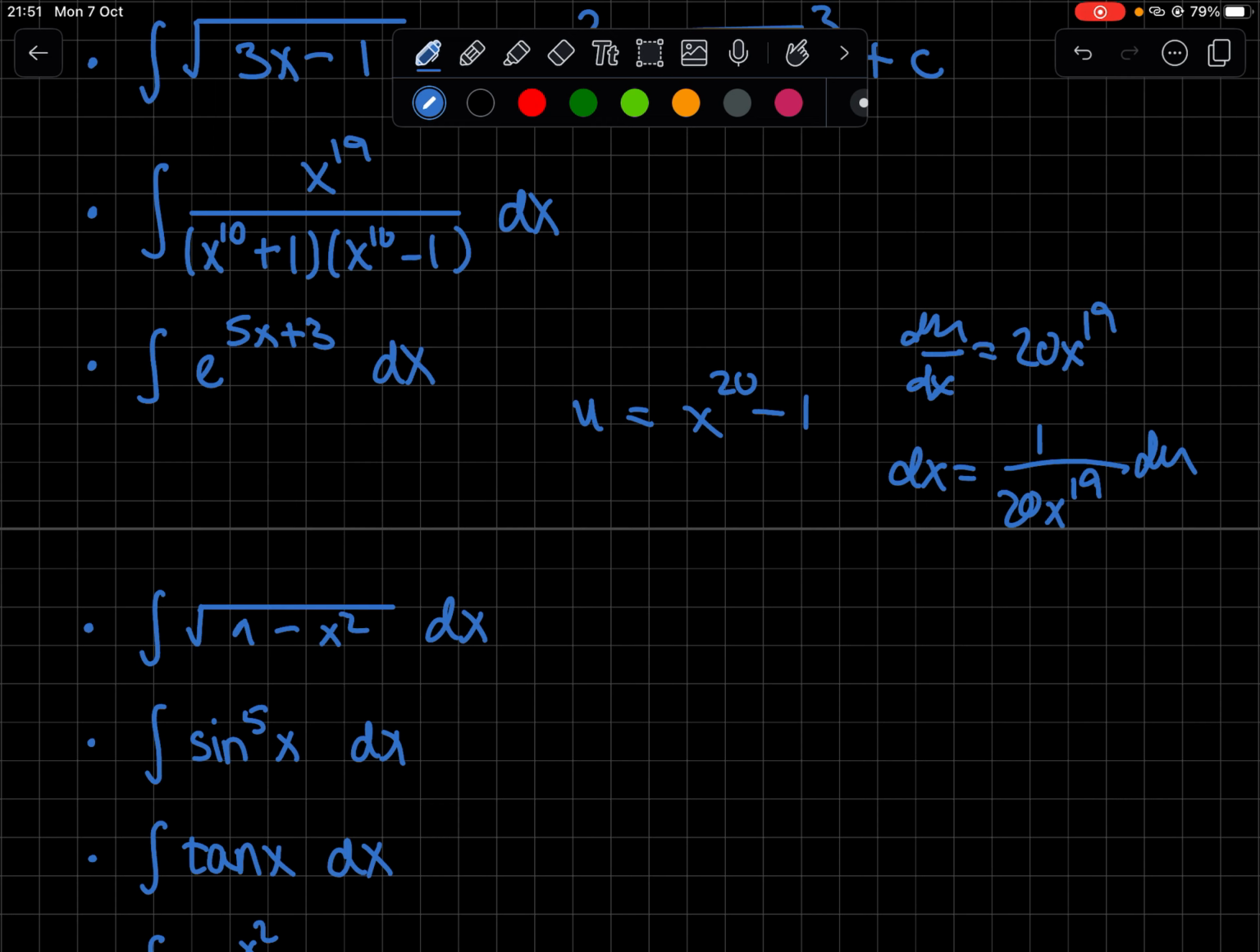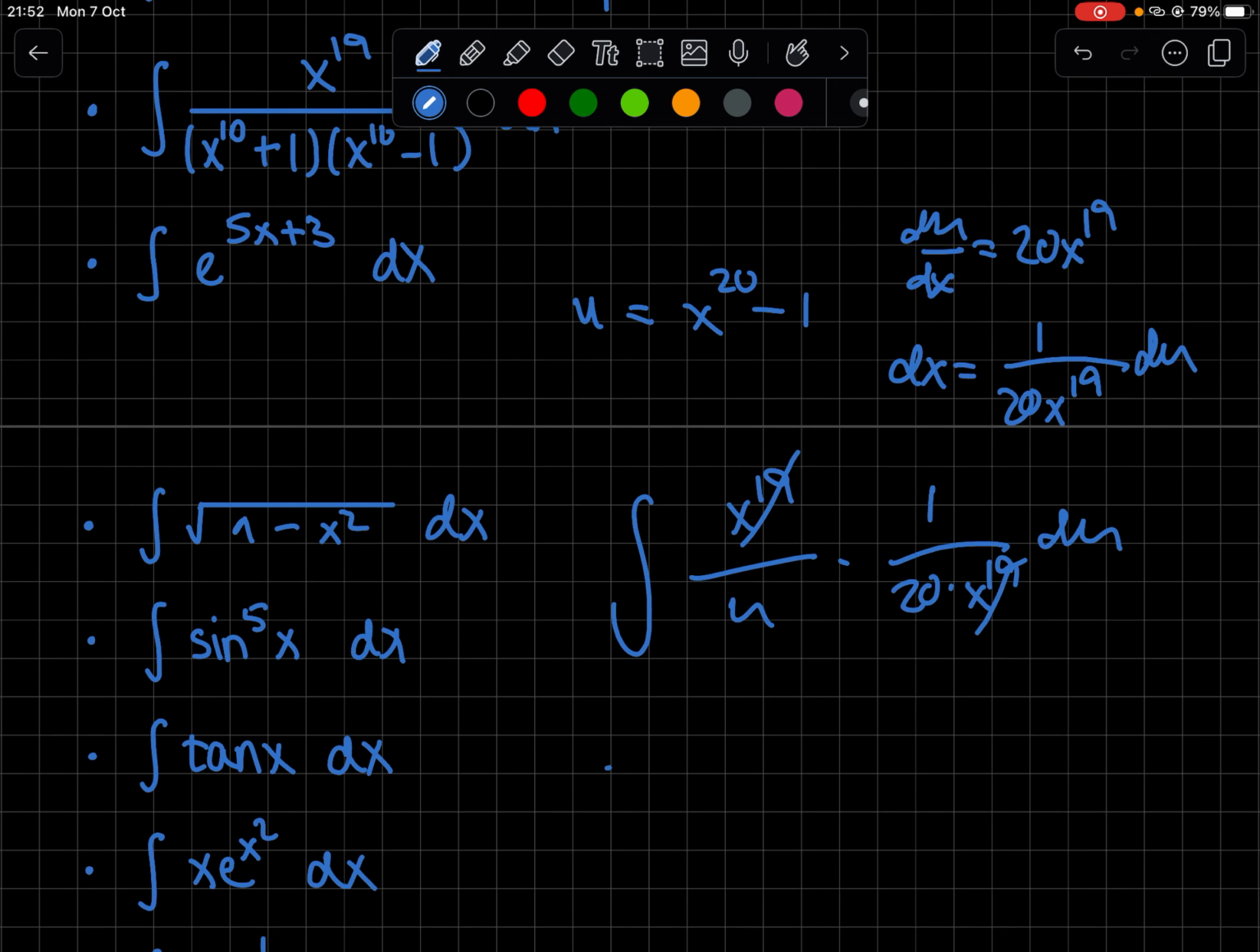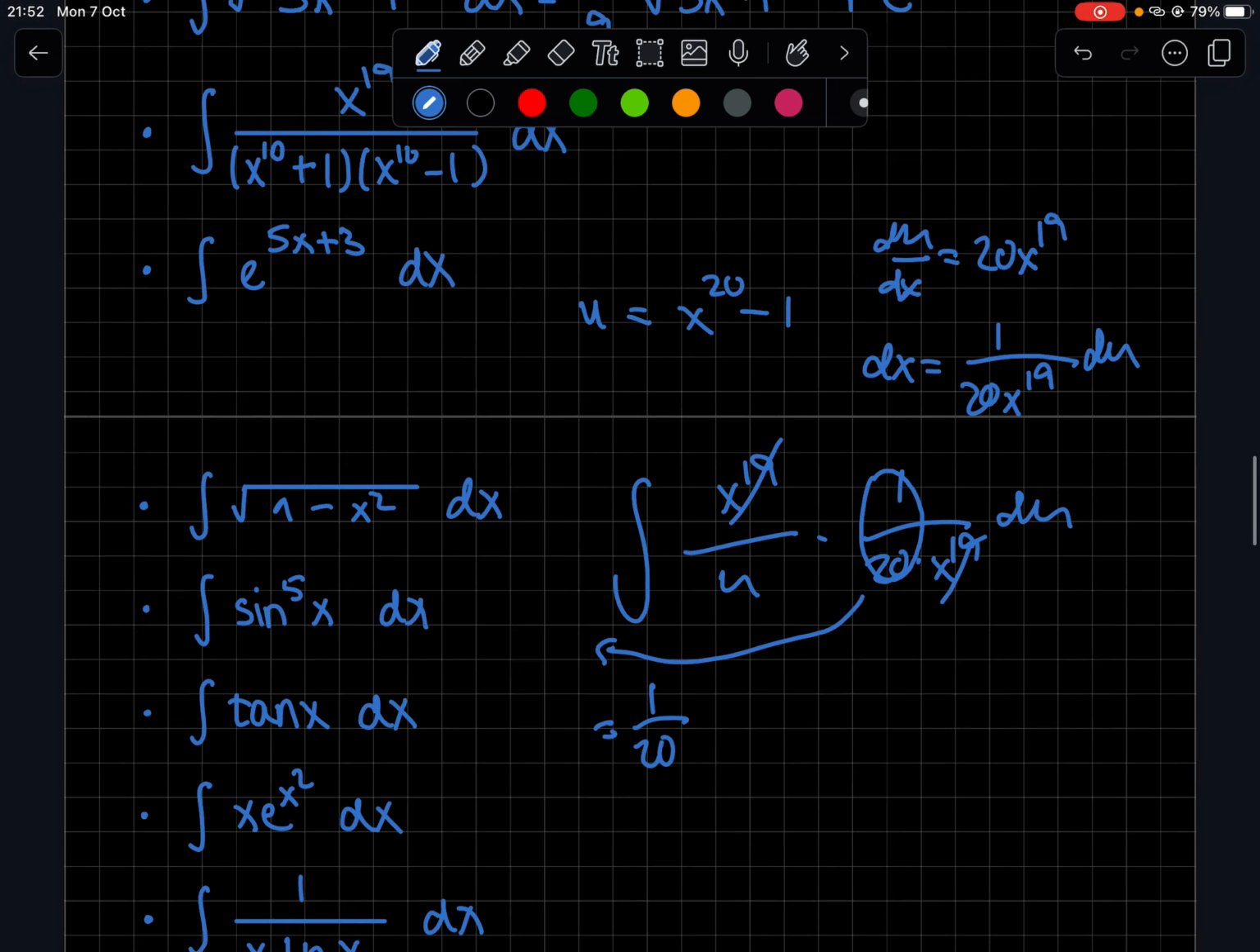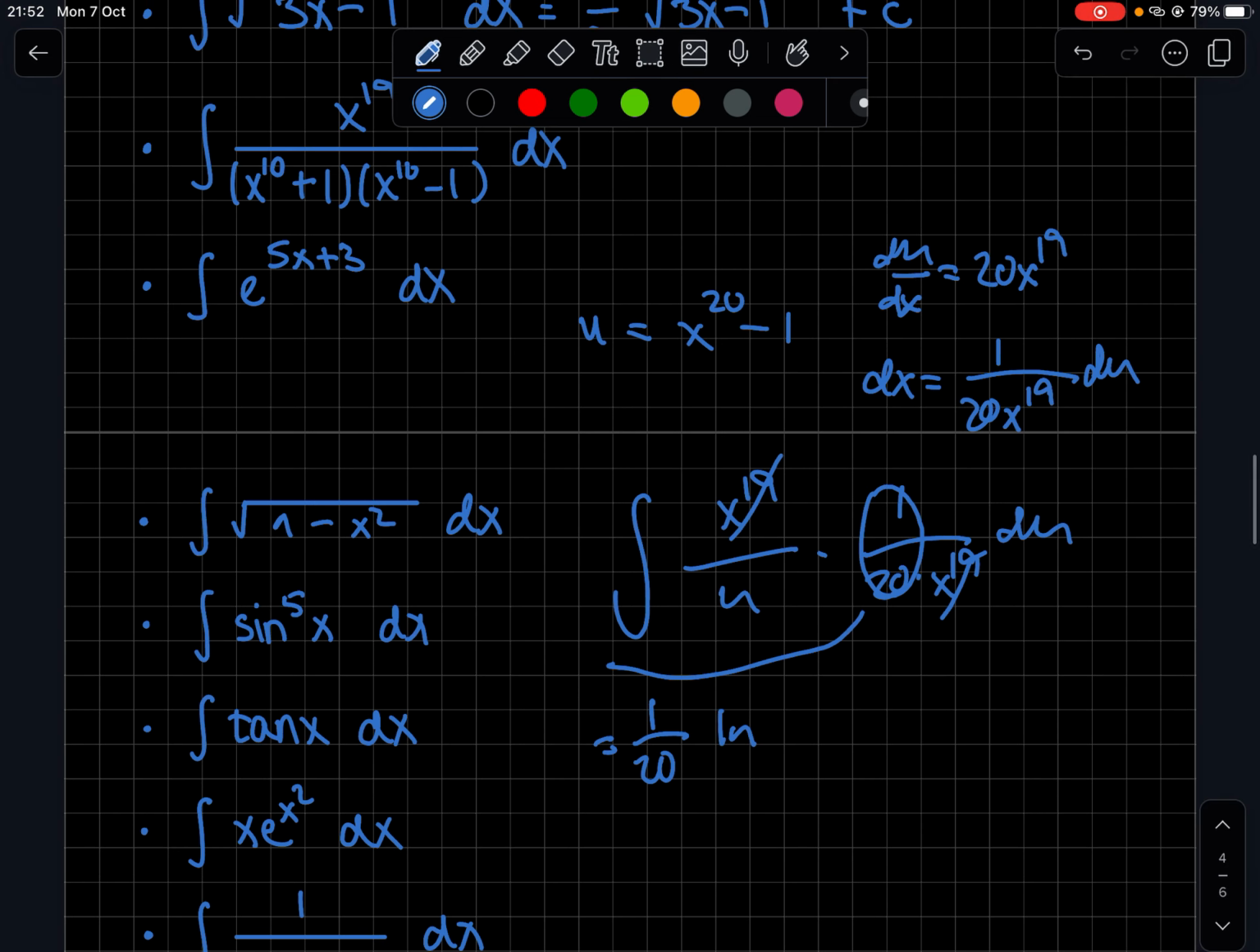Okay, so the entire integral becomes x to the power of 19 over u times the dx, which is 1 over 20 times the x to the power of 19 du. Obviously the x to the power of 19s cancel out, that's the whole point. And we're left with 1 over 20. We can bring the constant multiple out to the front. And then integrating 1 over u du gives us the ln of the absolute value of u plus c.